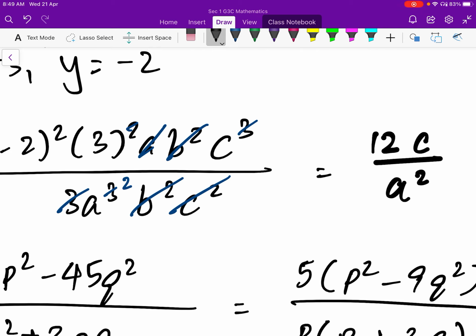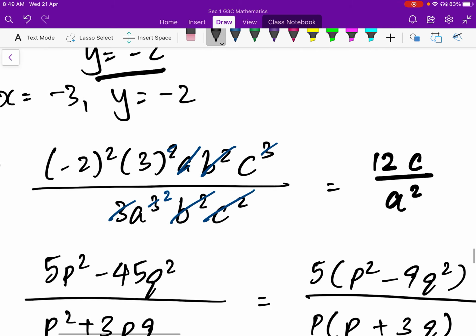We can cancel both of the B squares. We can cancel C 2 times, because it appeared 3 times in the numerator, twice in the denominator. Cancel, cancel. What is left? Negative 2 squared, we get 4 times 3, 12. That's the numeric value. Variable wise, in the numerator, we only have C left. In the denominator, no more numbers. We only have A squared left. As simple as that.